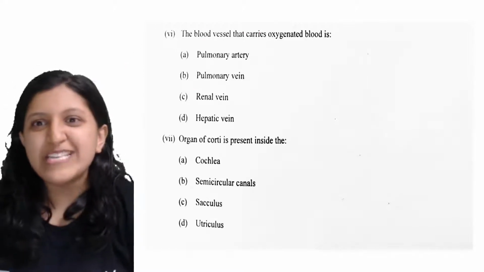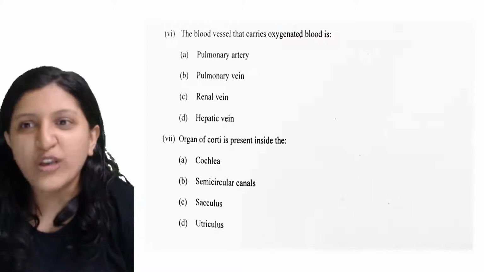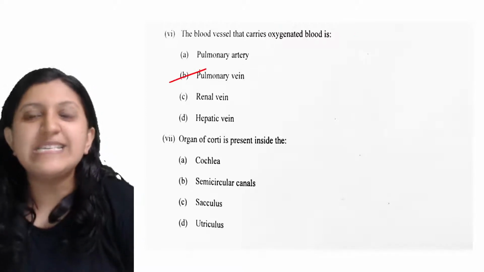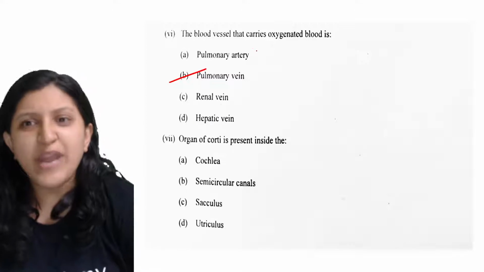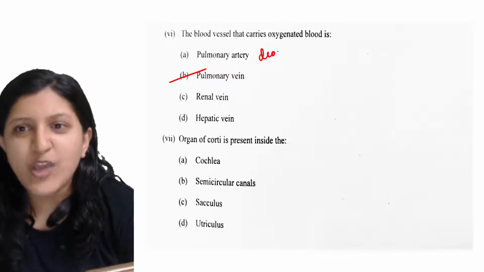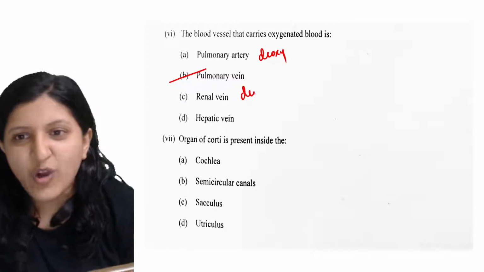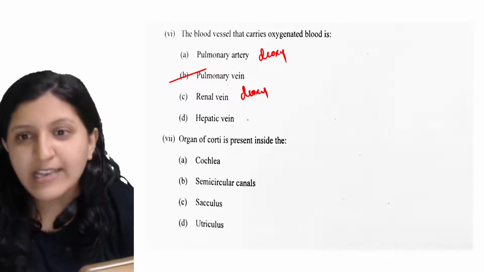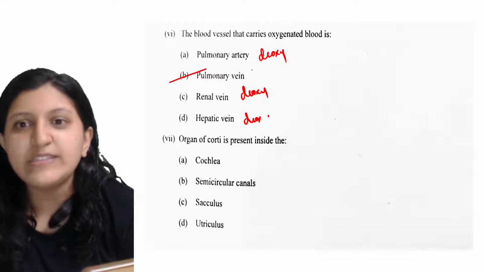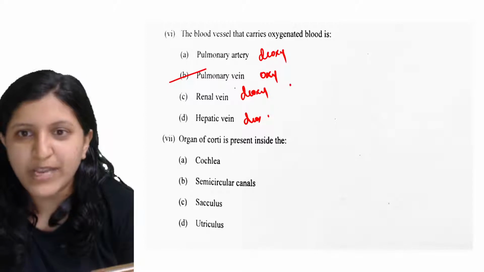Which one? Okay, so this is the blood vessel that carries oxygenated blood. So this is a pulmonary vein. Okay, so the rest of them you can see are deoxygenated. This is a deoxygenated one, and this also is a deoxygenated one. So this is carrying oxygenated blood. So this is the one.